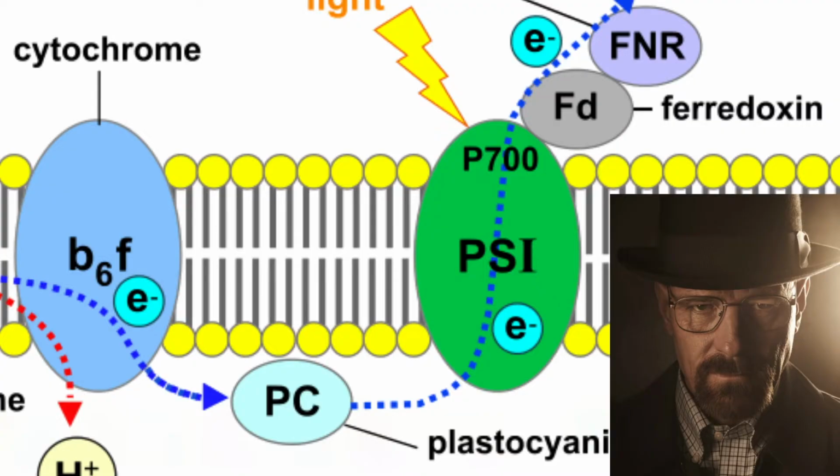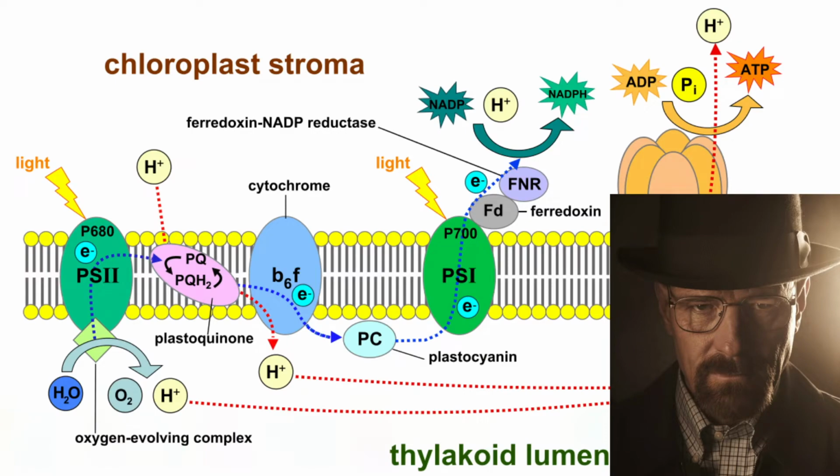I'm glad you asked. Well, Jesse, the energy is gone after it gives it to the cytochrome complex, right? So after that, it gets taken to Photosystem I and given back to the P700. Now you have everything you need to make glucose.